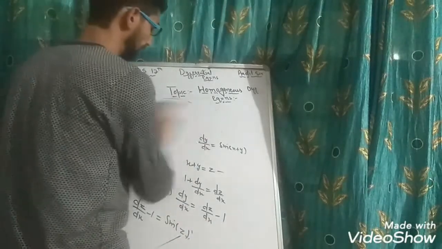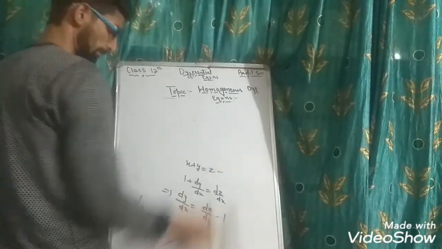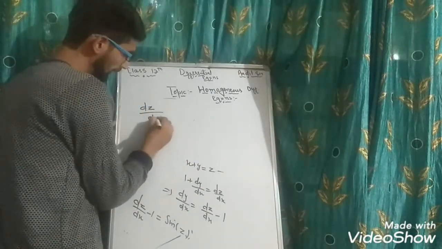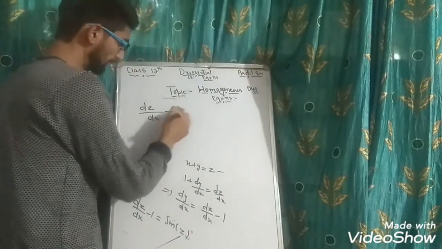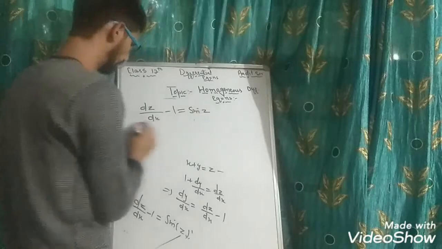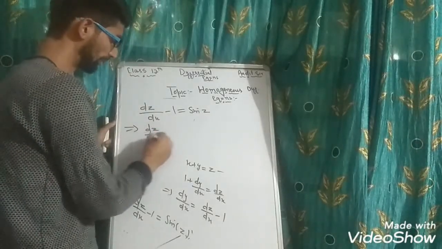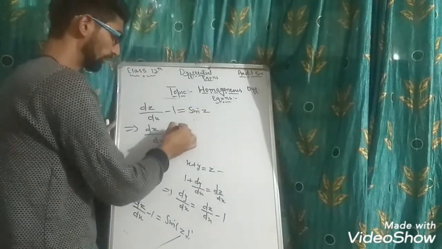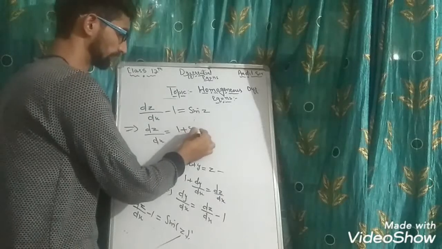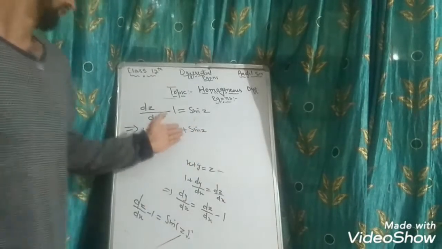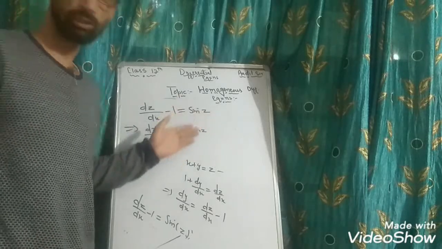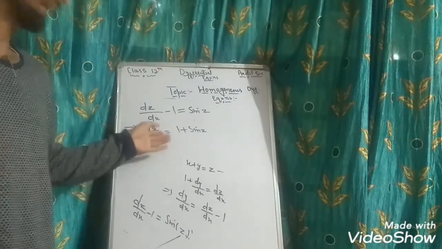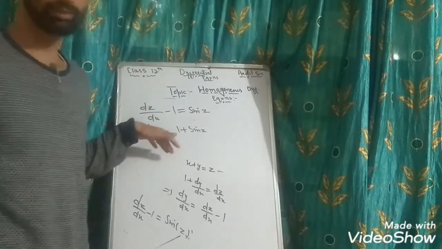Now you check, it is dz divided by dx minus 1 equal to sine of z. Which implies dz divided by dx equals 1, we can transpose it to the RHS, so it will be 1 plus sine z. Now in the RHS we have a function in terms of z, only one variable, and we have dz divided by dx. So this is a differential equation having dependent variable z and independent variable x.